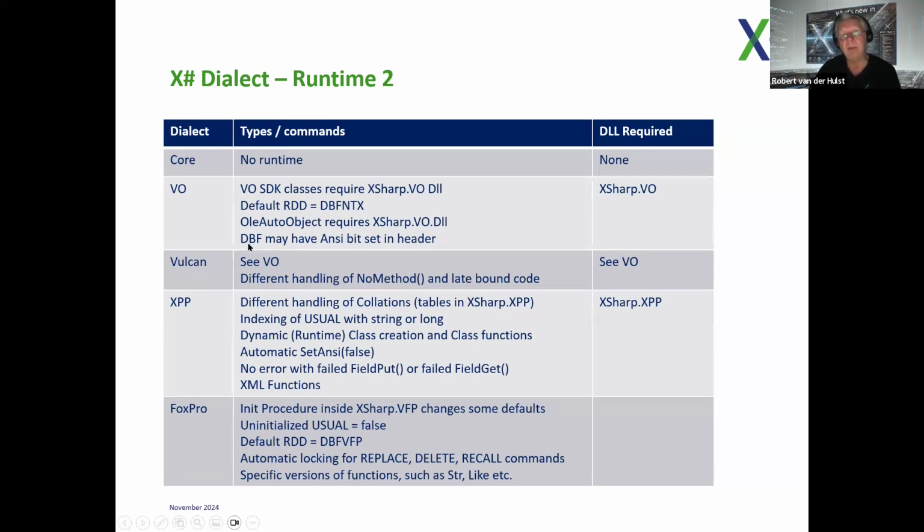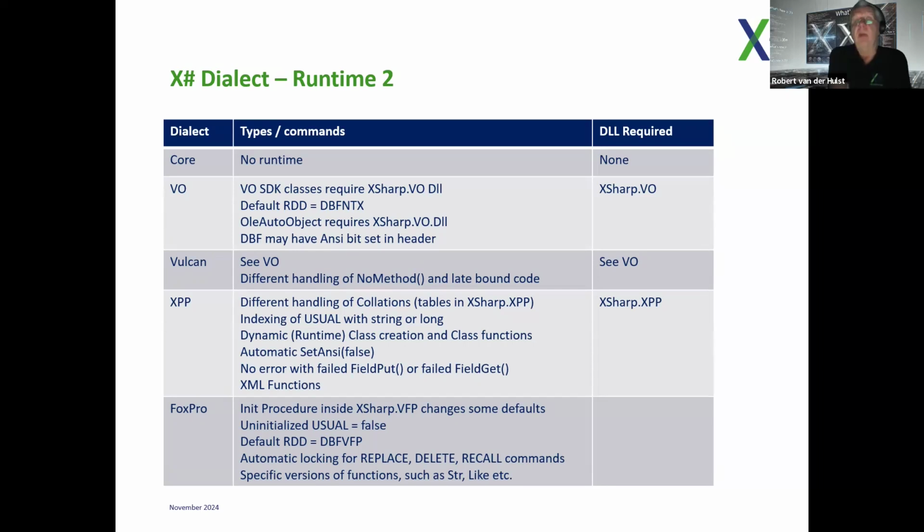And depending on the dialect, if you create a DBF in the VO dialect, whether a DBFNTX or a normal DBF, then the ANSI bit in the DBF header will be set if you have ANSI enabled. For a DBF without memo, the ANSI type is 0x7, and the non-ANSI type is 0x3, which we still have from dBase 3. So that's a difference, basically.